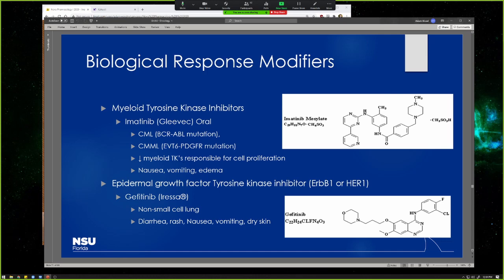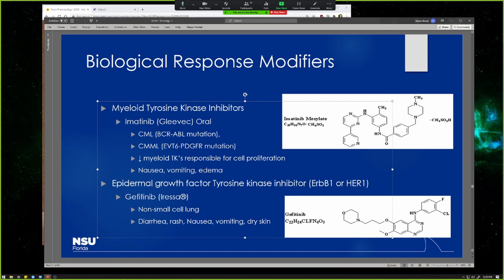But you can see here, they decrease the myeloid TK responsible for cell proliferation. So the tyrosine kinases here. So that way they have less incentive to grow because they're just not getting that signal, right? And look at the side effect profile. Some nausea, vomiting, maybe some edema. Sounds a lot better than excessive immunosuppression, alopecia, stomatitis, all that other bad stuff you would see.